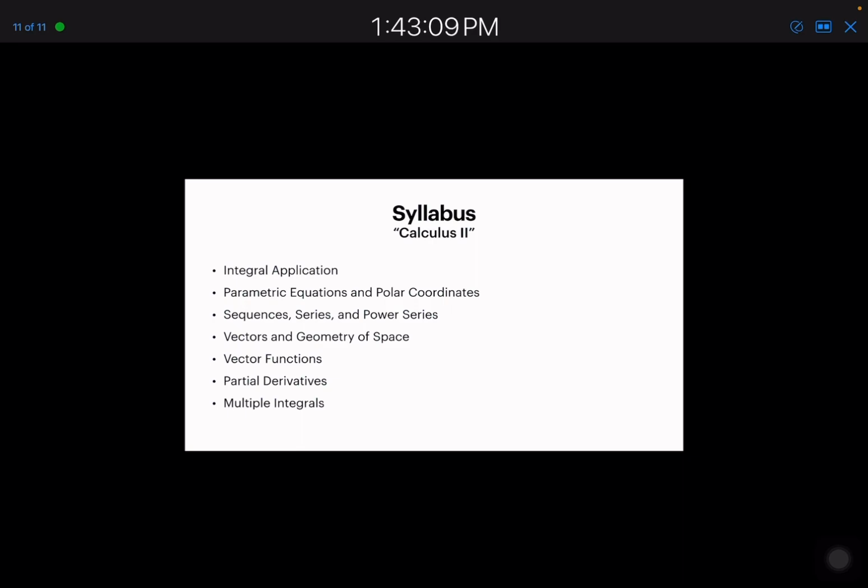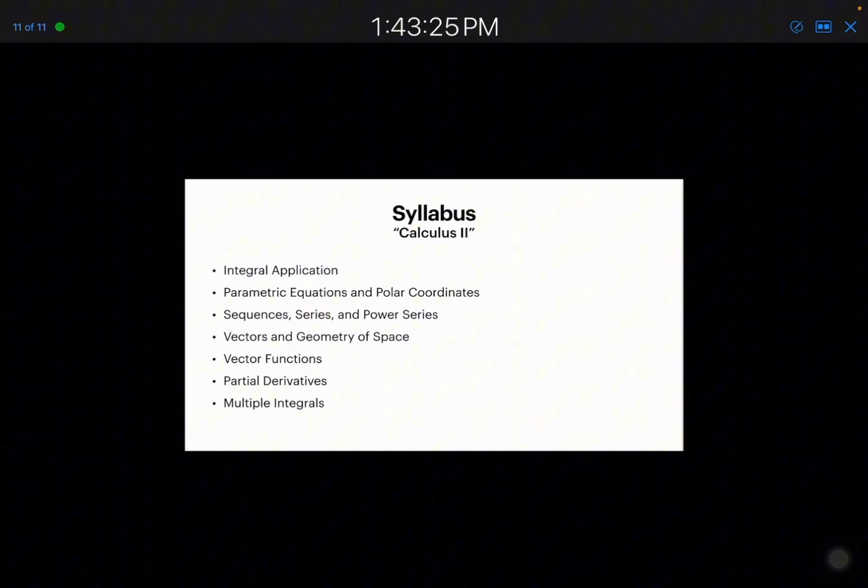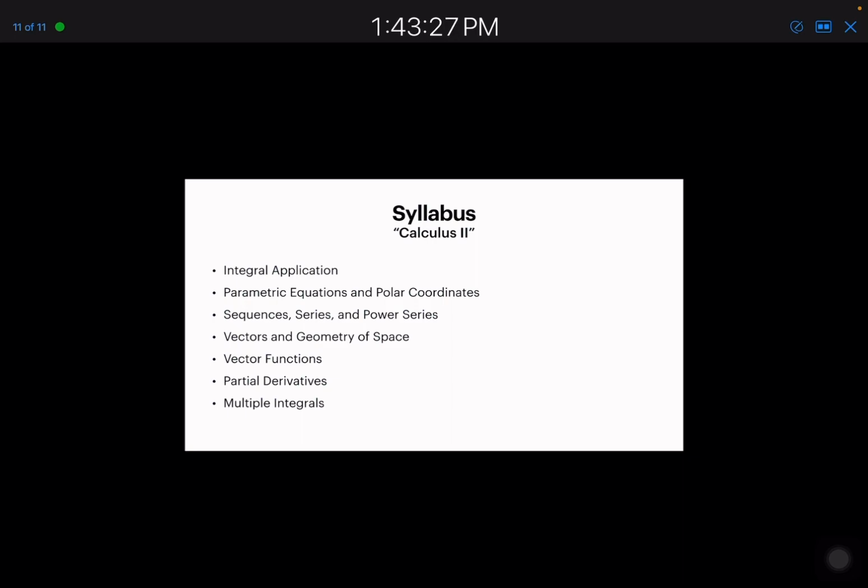So these 2 are actually additional resources for the last 2. The last 2 will be very much focused. In our course, Calculus 2, the emphasis will be on the last 2: partial derivatives and multiple integrals. So this will be the main topic for your final exam.